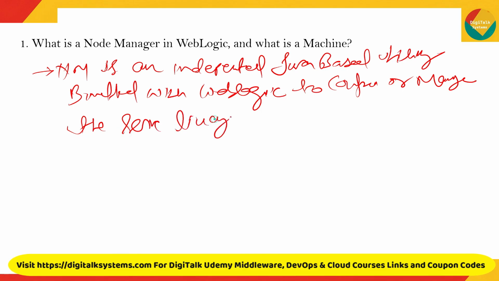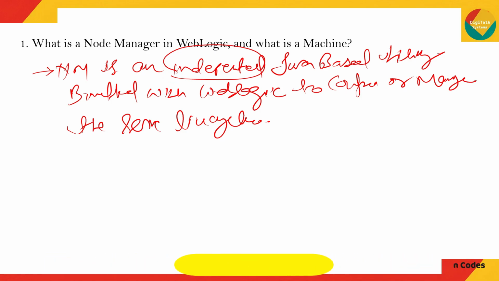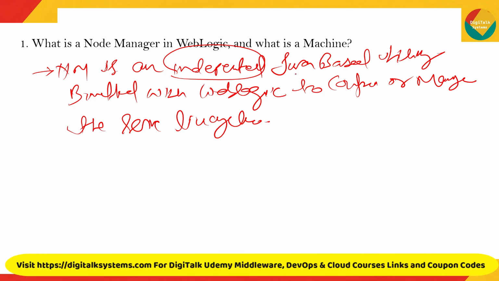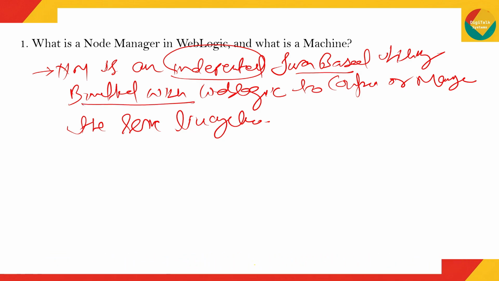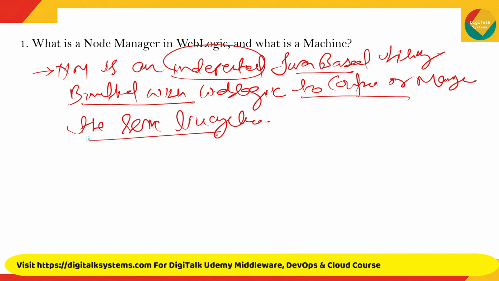server life cycle. Now, why it is independent, I have explained to you, because there is no impact if node manager goes down. There is no impact on your applications and resources that you have configured in a domain. And it is completely based on Java, because this is just like the WebLogic server, which is a Java based application server. So node manager is also a Java based utility that is bundled with the WebLogic. That means it is automatically installed when you install the WebLogic server.